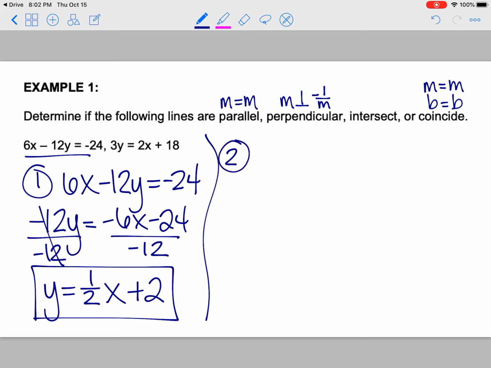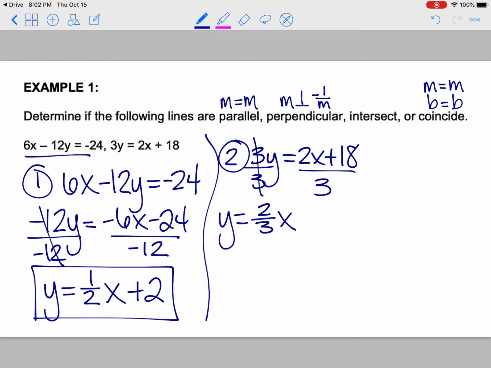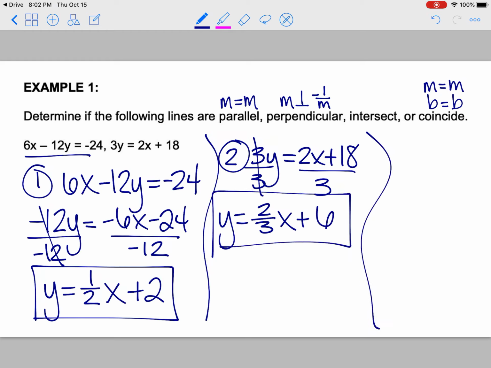Let's go ahead and take our second equation. 3y equals 2x plus 18. Divide both sides by 3. And so we have y equals 2/3 x plus 6 as our second equation. Now, that's just getting our equations. Now we have to think about our slopes for a minute. So the slope on the first equation is 1/2. The slope on the second equation is 2/3.